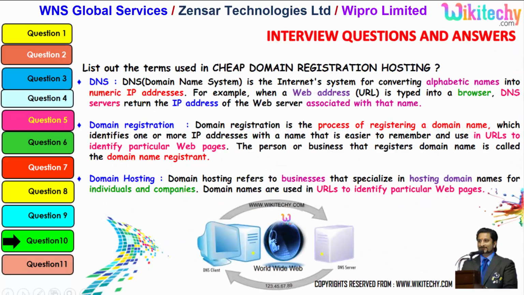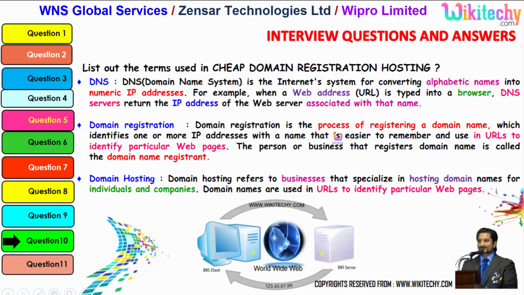DNS. See, Wikidigi.com is a simple, easy term for people to understand when compared to a number. DNS is the internal system for converting your alphabetic names into numeric IP addresses. So, if your URL is typed into the browser, the DNS server returns the IP address of the web server associated with that name. Now, what do you mean by domain registration?